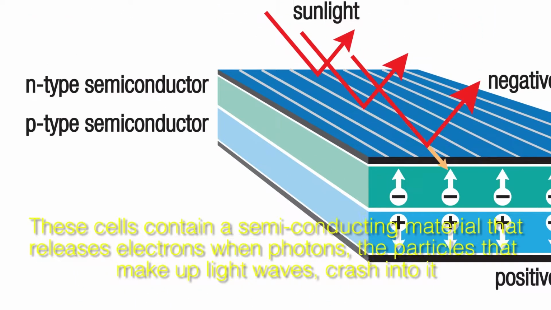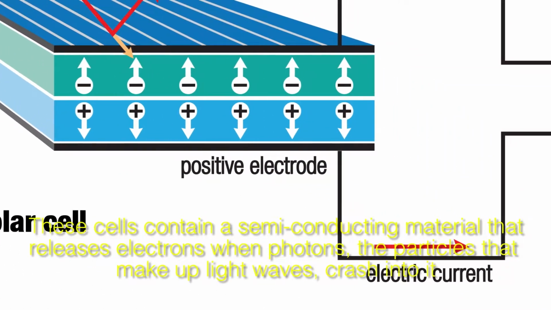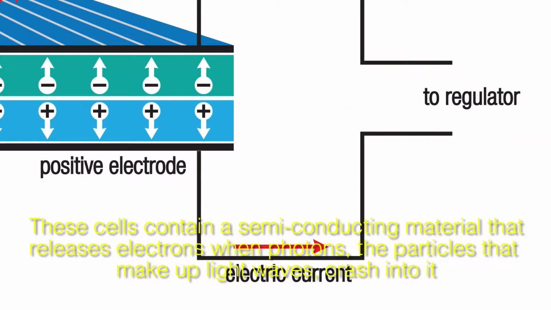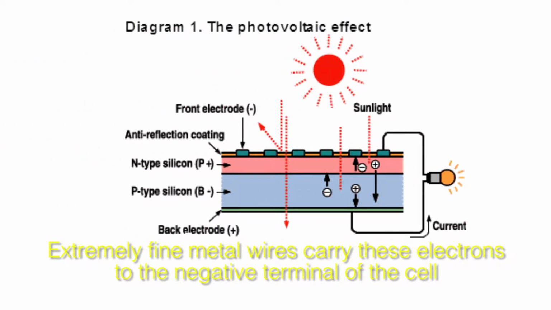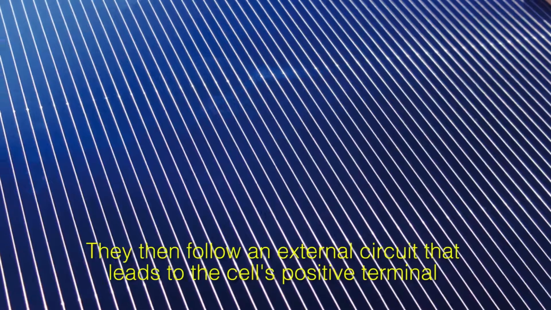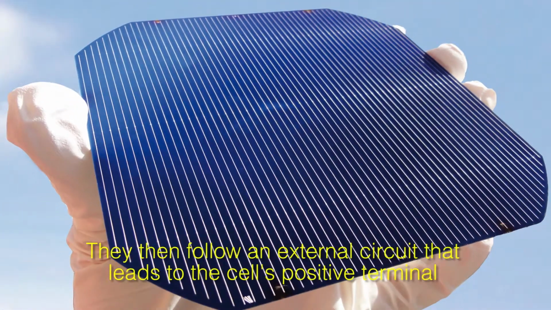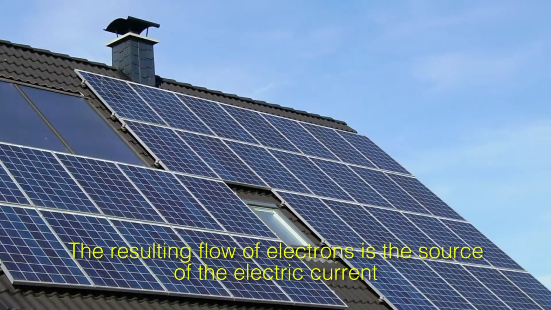These cells contain a semiconducting material that releases electrons when photons, the particles that make up light waves, crash into it. Extremely fine metal wires carry these electrons to the negative terminal of the cell. They then follow an external circuit that leads to the cell's positive terminal. The resulting flow of electrons is the source of the electrical current.